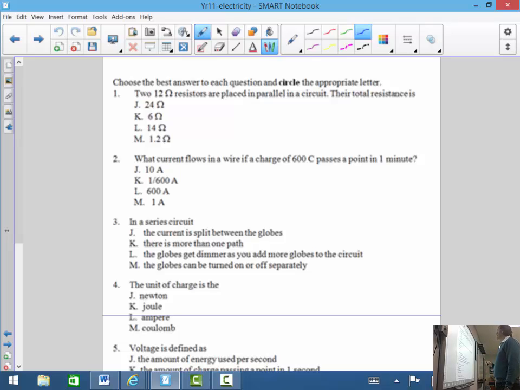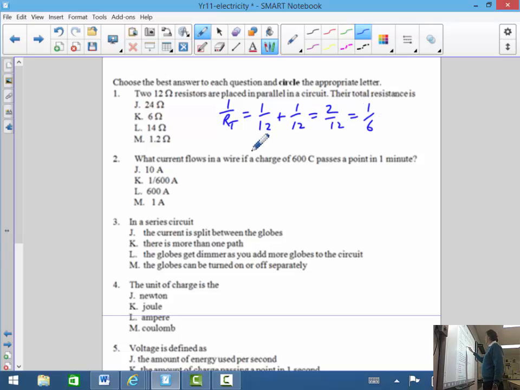Okay, so look at these solutions to the practice test. We've got two 12 ohm resistors in parallel. To get the total resistance, you use fractions. So 1 over RT is 1 over 12 for one of the resistors, 1 over 12 for the other. So you get 2/12 or 1/6. If you flip it upside down to solve for RT, it's 6 over 1, which is 6 ohms. You're going to turn both of those upside down. So we're after the answer K there.